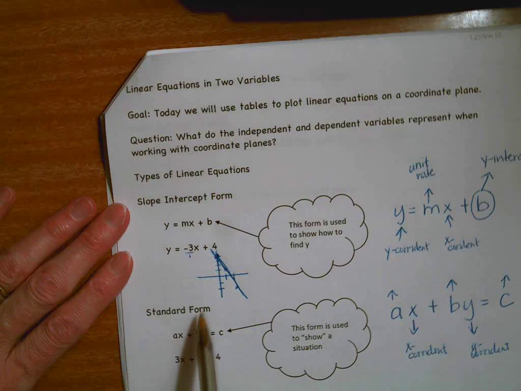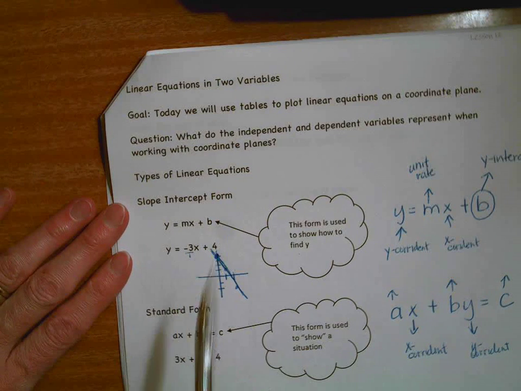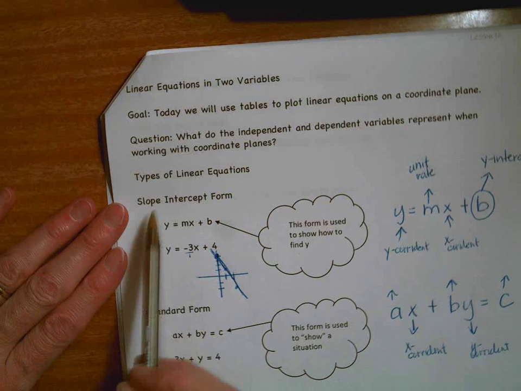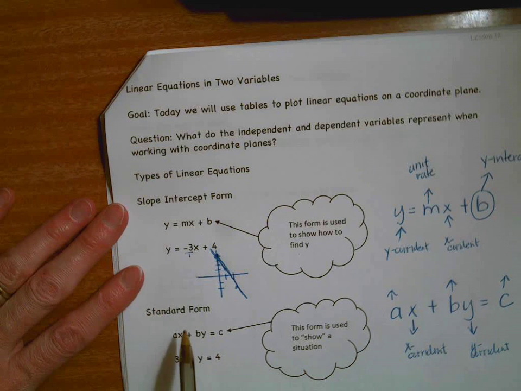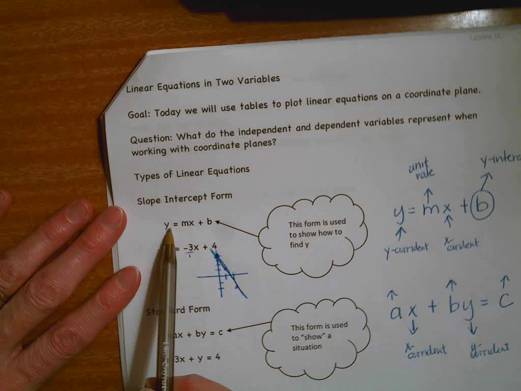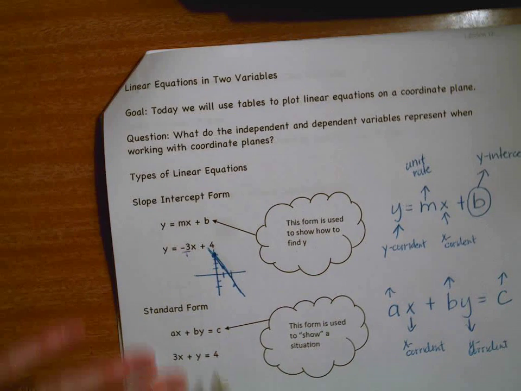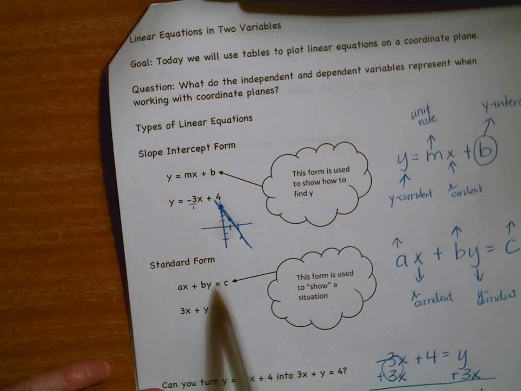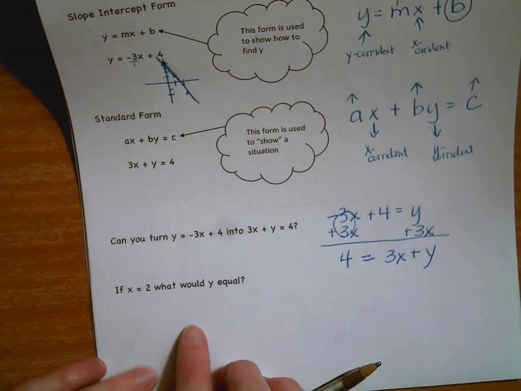So basically, standard form and slope-intercept form are identical equations. The only difference is in slope-intercept form, you're solving specifically for the y. In standard form, you're solving specifically for a situation, okay? And that's the difference between the two.